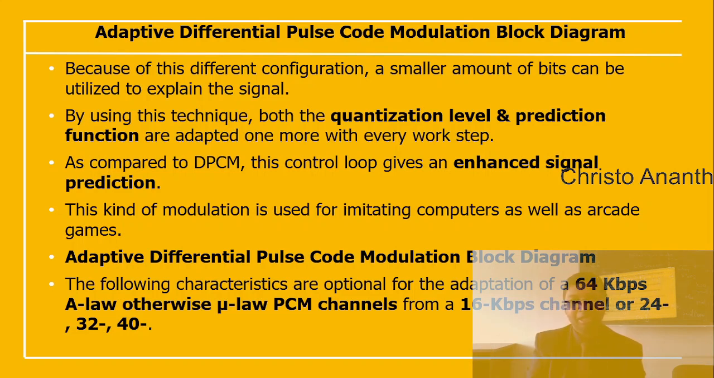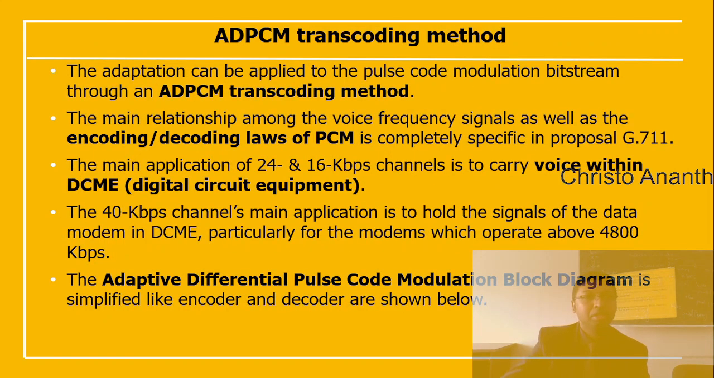Okay. Then you will have the block diagram. So we'll have the characteristics for adaptation of 64 kbps A-law or mu-law PCM channels from a 16 kbps channel, or maybe 24 kbps, 32 kbps, 40 kbps, you can use them. Okay. So the adaptation can be applied to the PCM pulse code modulation bit stream through the ADPCM transcoding method. Right. So the main relationship between the voice frequency signal as well as encoding and decoding loss is completely specific to this G.711 standard. So maybe you can apply 24 kbps or 16 kbps for the voice within the digital circuit equipment. Maybe the 40 kbps you can use for holding the signals of data modems in the digital circuit equipment as well, especially for modems which operate above 4800 bps.